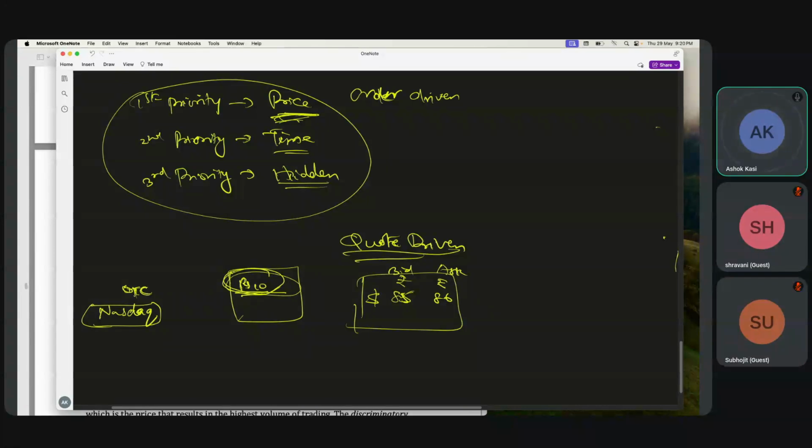Okay, so stock exchange is an order-driven market. Stock exchange is an example of order-driven market. Nasdaq is an example of quote-driven market, where over-the-counter trade takes place. Over-the-counter means direct, buyer and seller will know each other directly. They are buying and selling without the stock exchange.